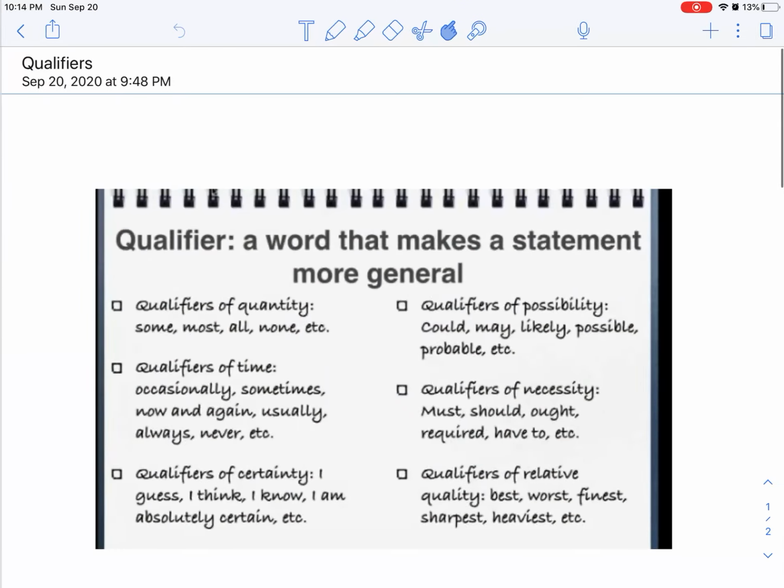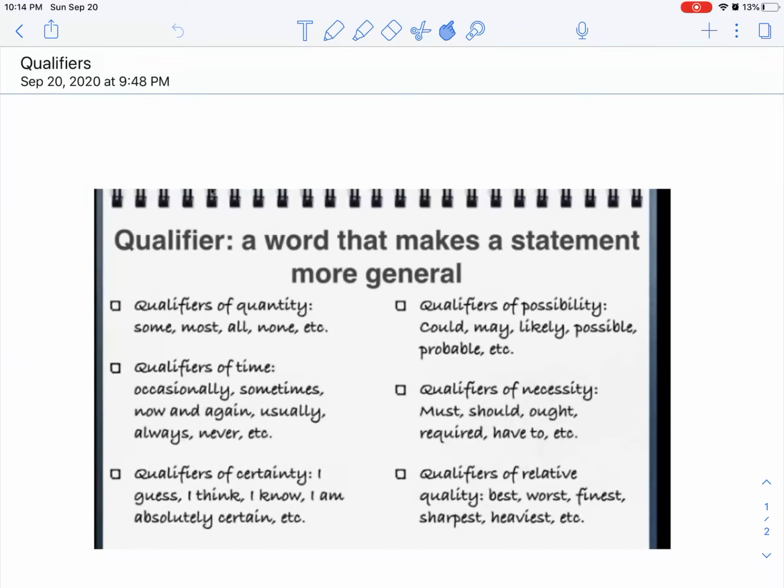Now, you can't use qualifiers that are things that are always. You can't say, in all cases, this happens, or this never happens, because things that are qualified like that can be argued because there are always exceptions. So in your warrant, it is good to use a qualifier of quantity or time, of certainty, possibility, necessity, or qualifiers of relative quality. And so when you're stating a warrant, you need to say things like, generally this happens, or usually, or it is likely or probable that.